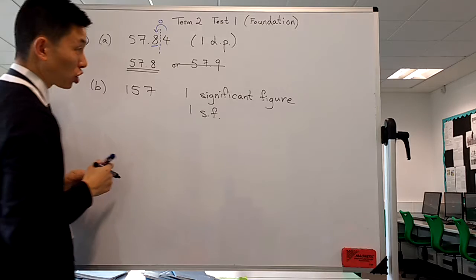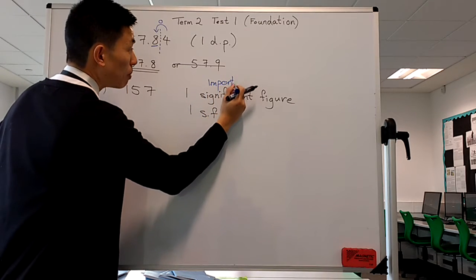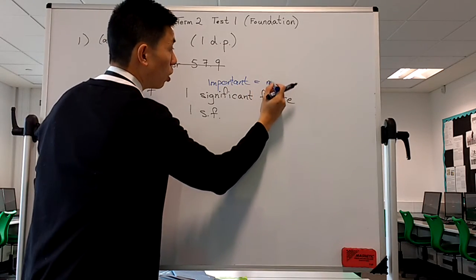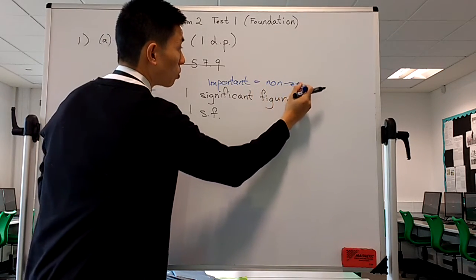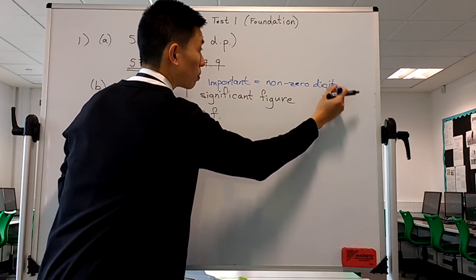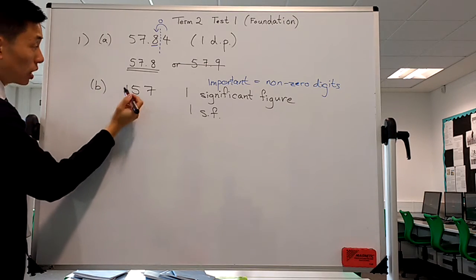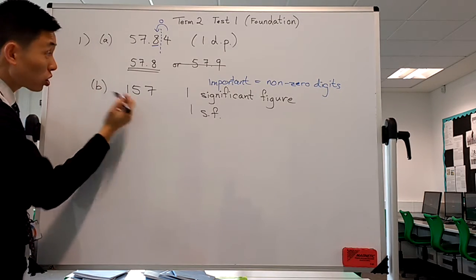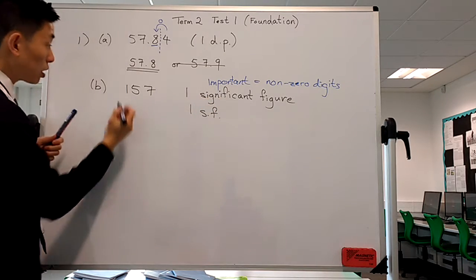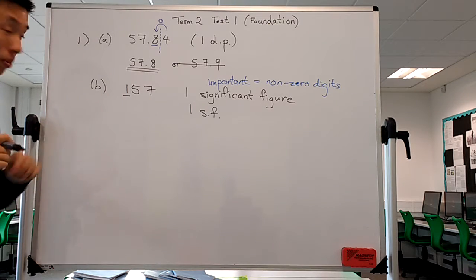So, significant in the dictionary means important. Well, in maths, it means non-zero digits. Start right from the front. This is not a 0 digit, so therefore it is a significant figure. So 1 significant figure means I'm looking for my first non-zero digit from the start.